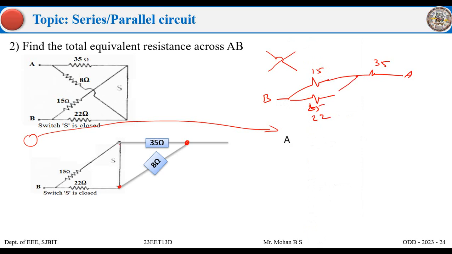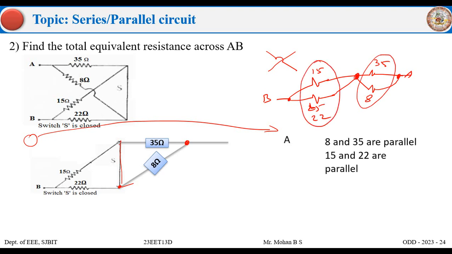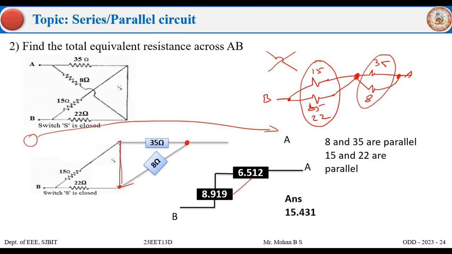So it goes here, and again from this junction I have 8 ohms coming out and meeting point A. Thus you can see this is one junction which is common for 35, 8, 15 and 22. And point A is one junction common for 35 and 8. Point B is common for 15 and 22. Thus we can say that 35 and 8 are in parallel, 15 and 22 are in parallel. So 35 and 8 we get 6.512, 15 and 22 we get 8.919, and thus now we can say that these two are in series, and the answer is 15.431 ohms.